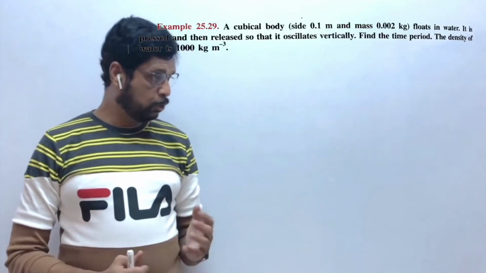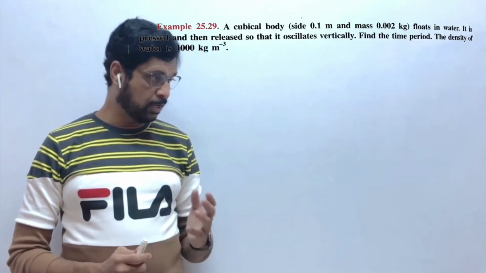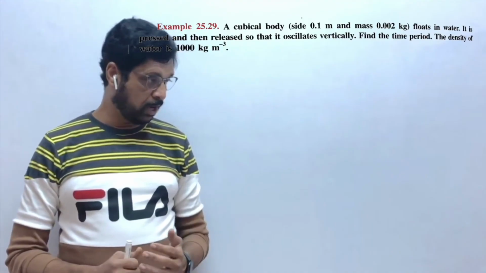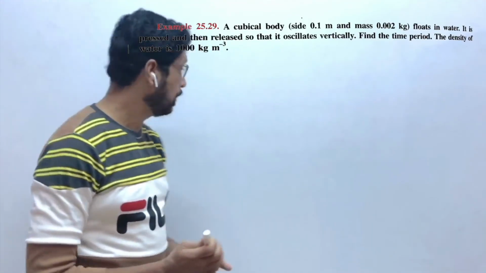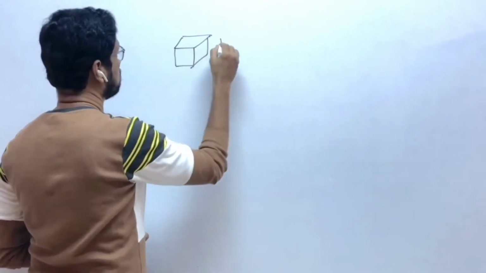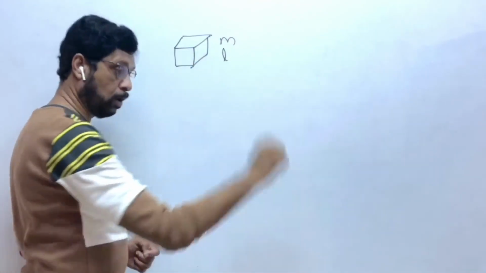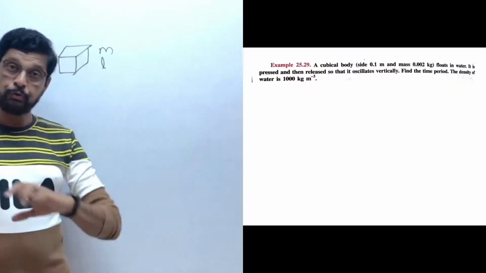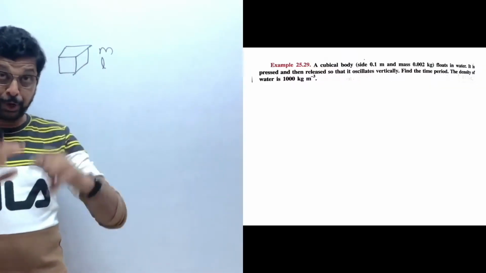So the question is: a cubical body of side 0.1 meter and mass 0.002 kg. A cubical body it is, its mass is given and the length of the side is given. It floats in water, it is floating on water.